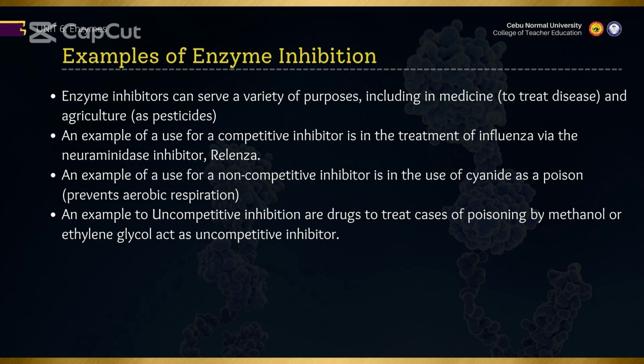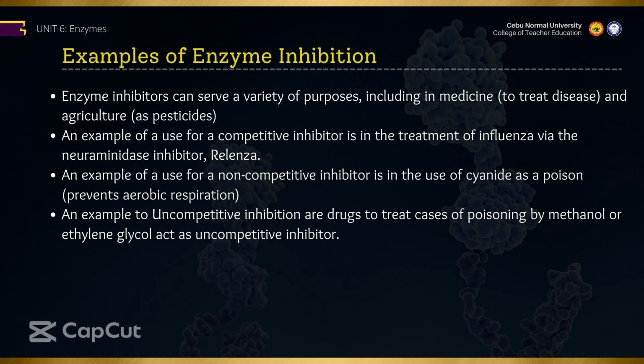An example of a use for a competitive inhibitor is in the treatment of influenza via the neuraminidase inhibitor, or Relenza.